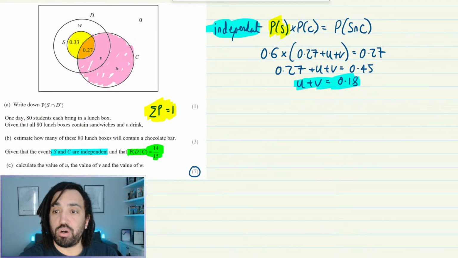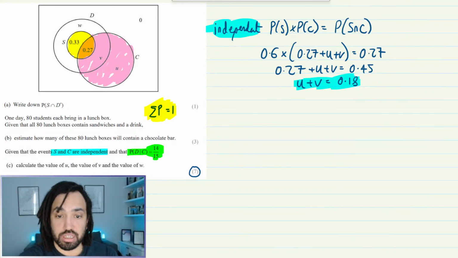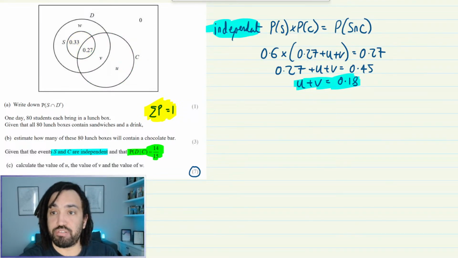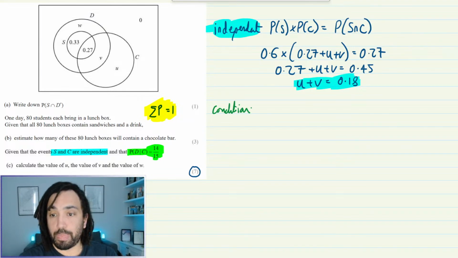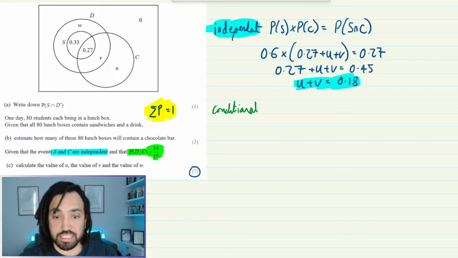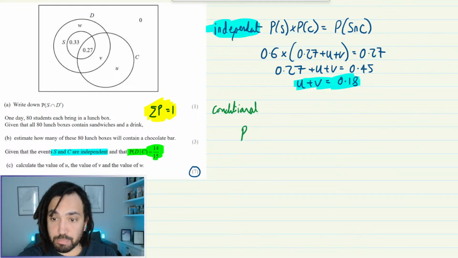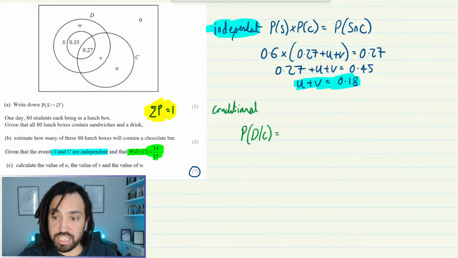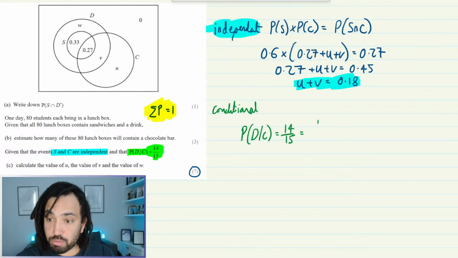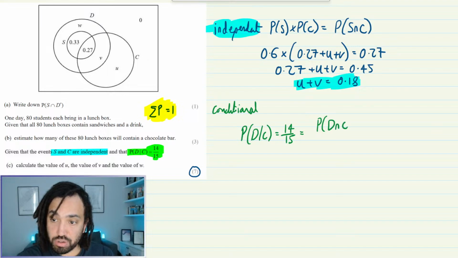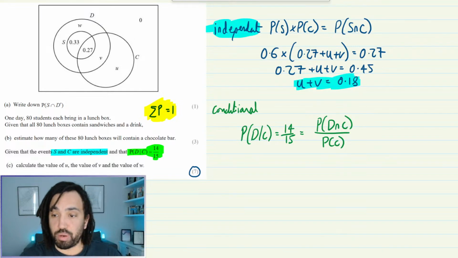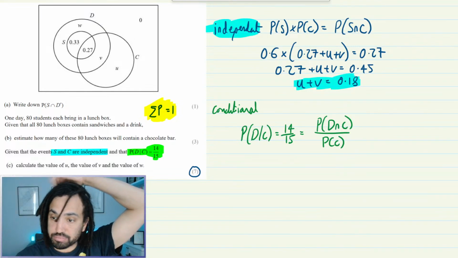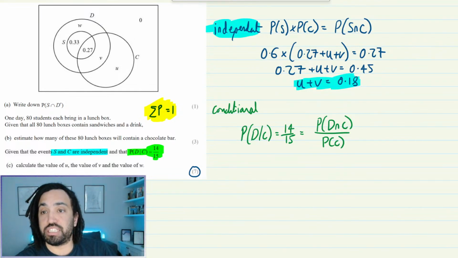So now we're off to find more information, and we're going to do it using the green bit of information, the conditional bit of information. And that is that the probability of D given C is equal to 14 over 15. And that is equal to the probability of the intersection of the two over the probability of what's given. The classic conditional probability equation. Love it. Okay, so we need to find these probabilities.